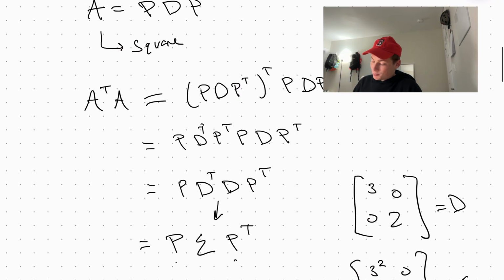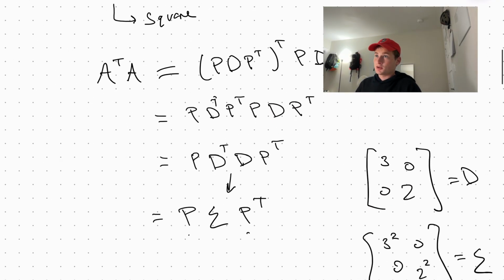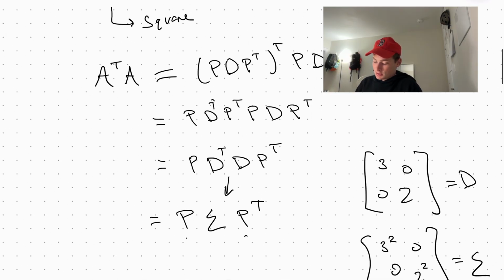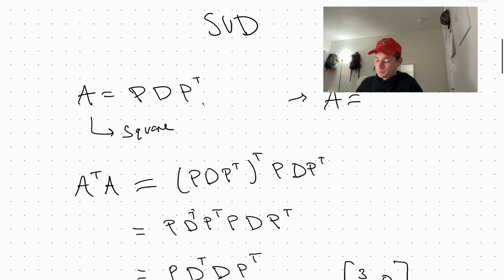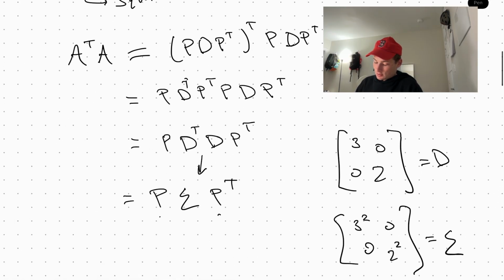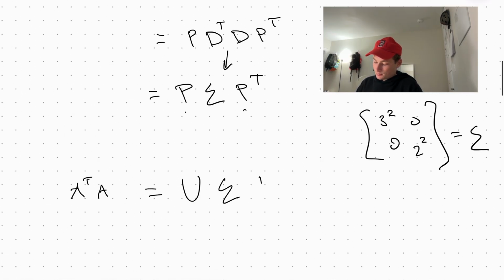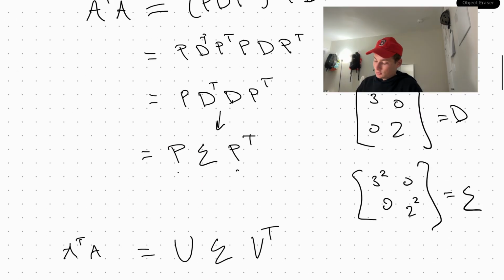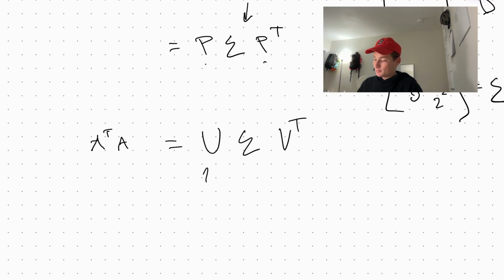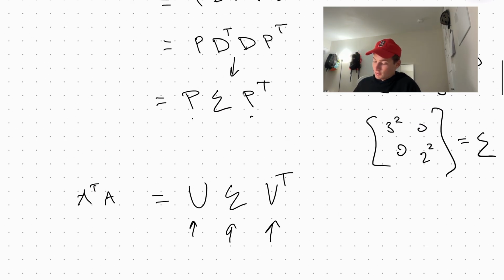And the reason these are both P instead of U and V is just because we used the diagonalization equation when we could instead use the SVD. Okay, so when you do that, that turns into U sigma V transpose, because the U's and V's just follow along. Okay, cool. So that is the singular value decomposition.